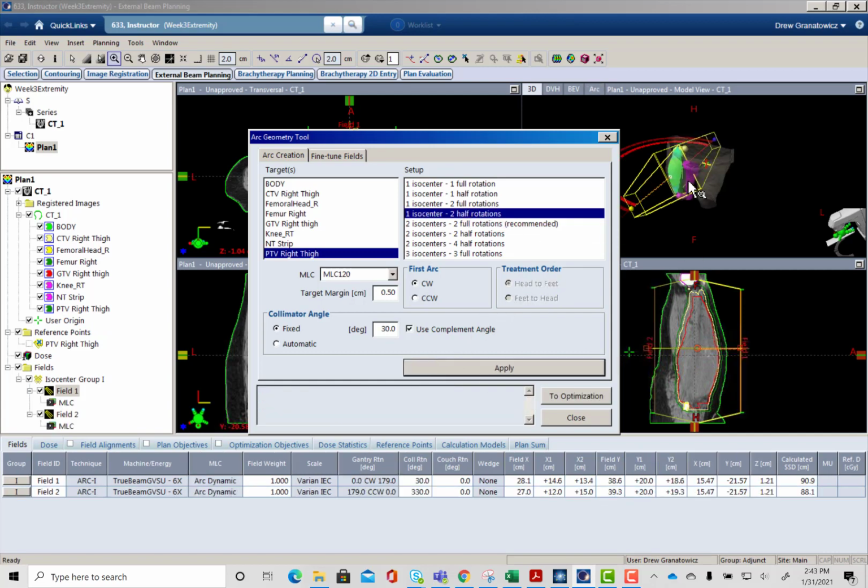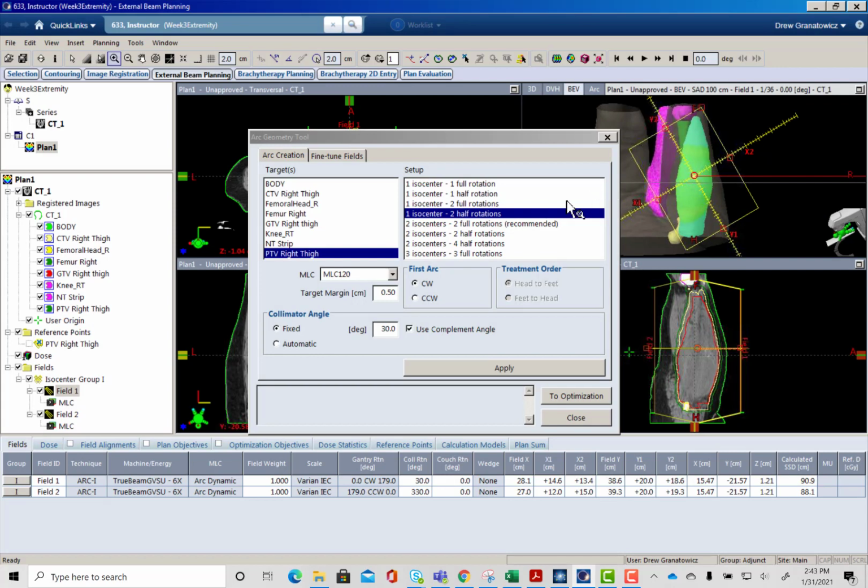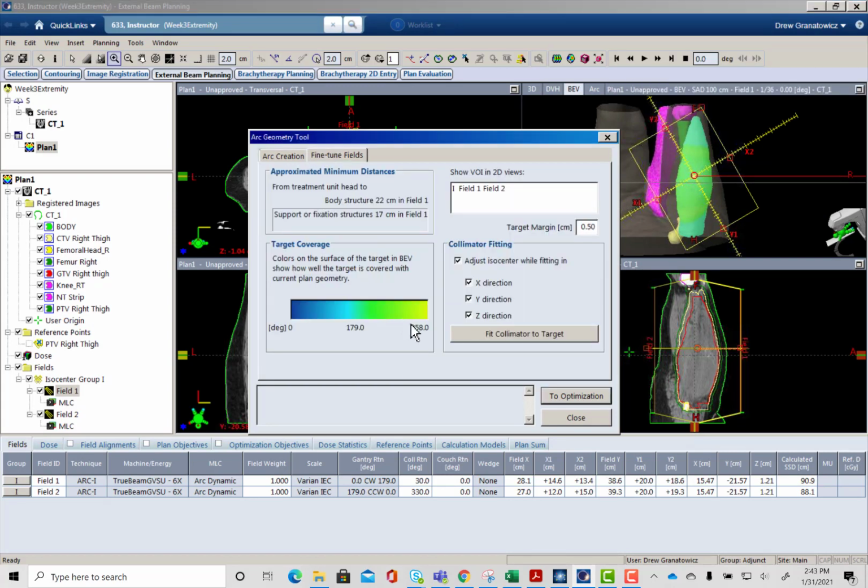If I click apply, I can then look at our beam's eye view of one of these fields and see what it looks like. What it does is give you an idea of how well you'll cover that PTV with those fields. This is kind of a greenish bluish, so it's somewhere in here. If it was yellow, that means Eclipse thinks you'll get great coverage no matter what. If it was this darker blue, it thinks you would do a terrible job. But I would never pay attention to this. I just wanted you to know it changes colors and it's shaded like this when you have Arc Geometry Tool.